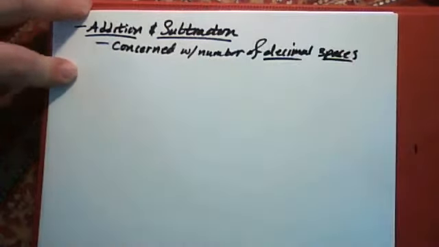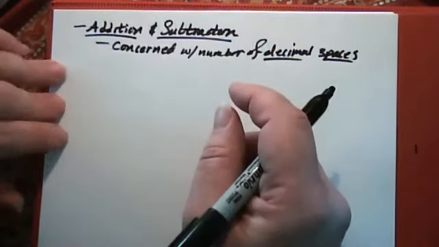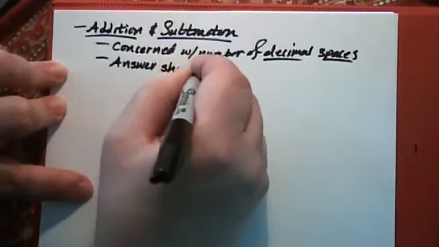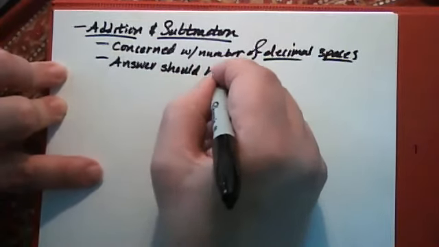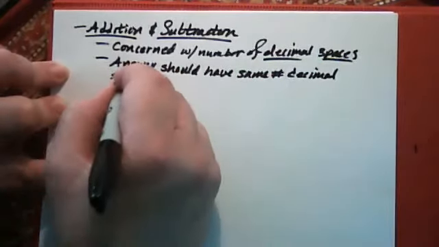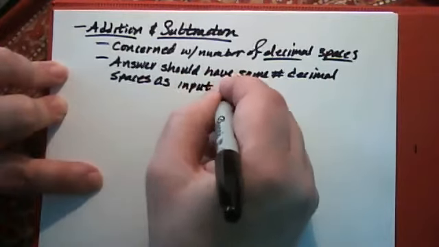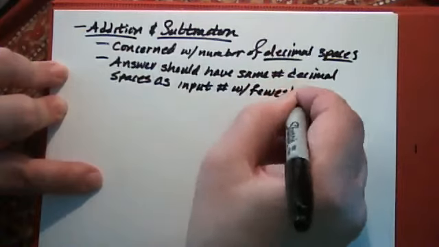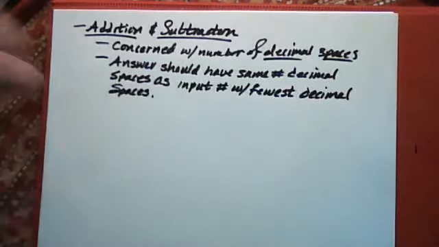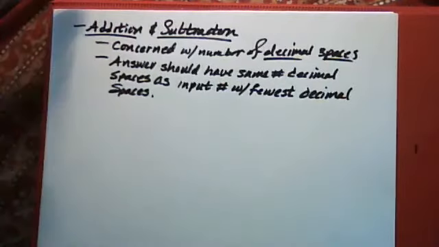With addition and subtraction, you're actually concerned with the number of decimal spaces, not with the total number of significant figures. Okay? And so the answer should have the same number of decimal spaces as the input number with the fewest decimal spaces. So it's basically the same rule as it is for multiplication and division, only we're concerned with decimal spaces instead of total number of significant figures.